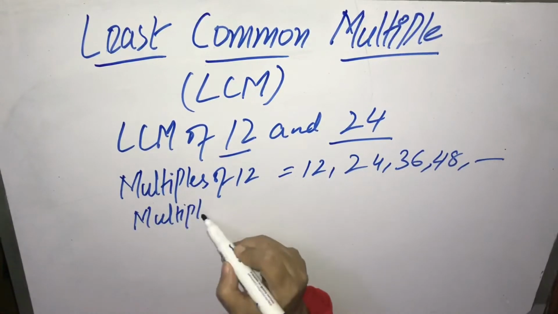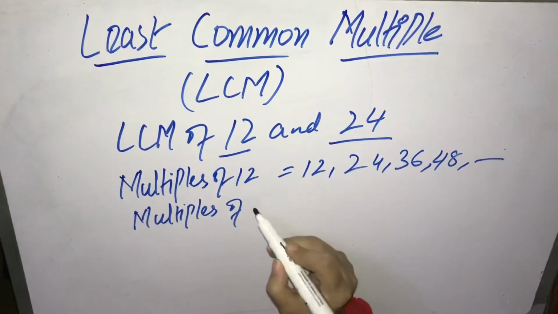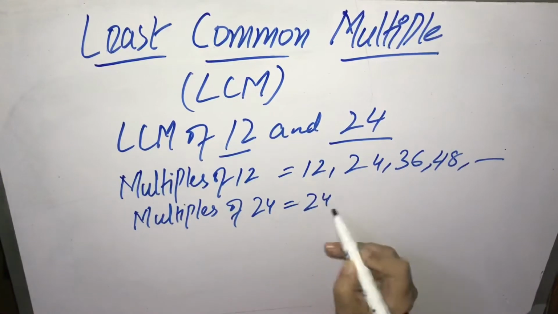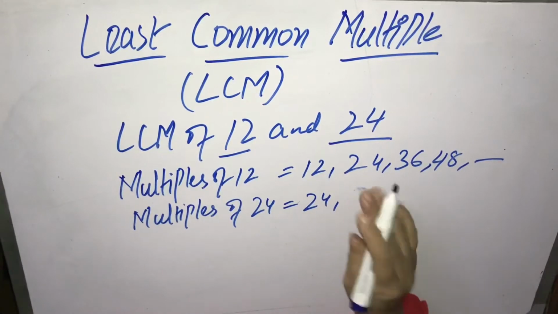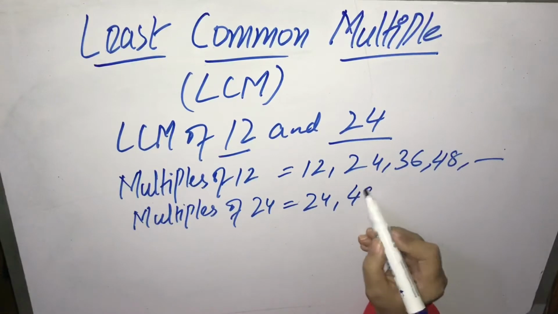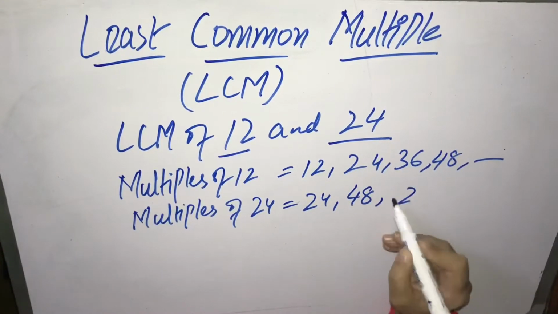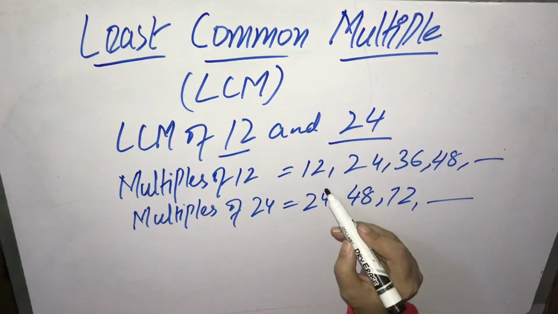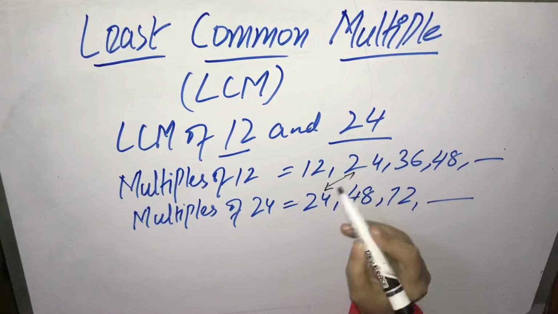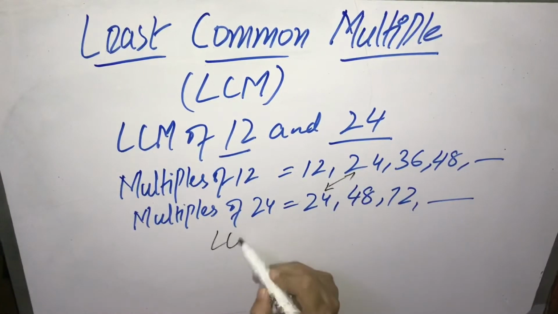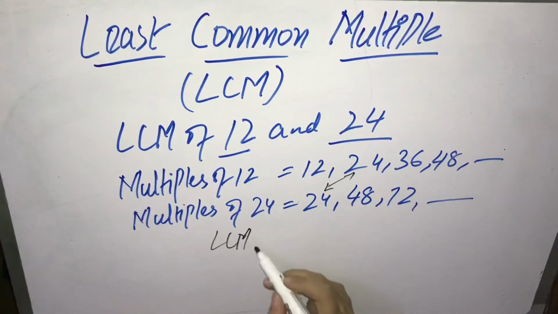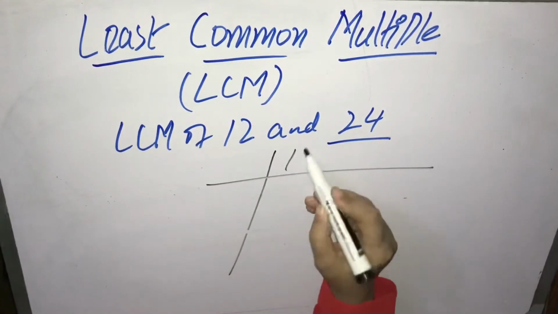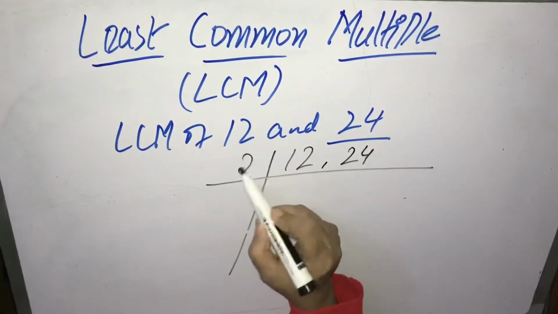Multiples of 24 are 24, 48, 72. You can see that the smallest possible common multiple is 24. If I make the ladder of 12 and 24, I will start with 2.